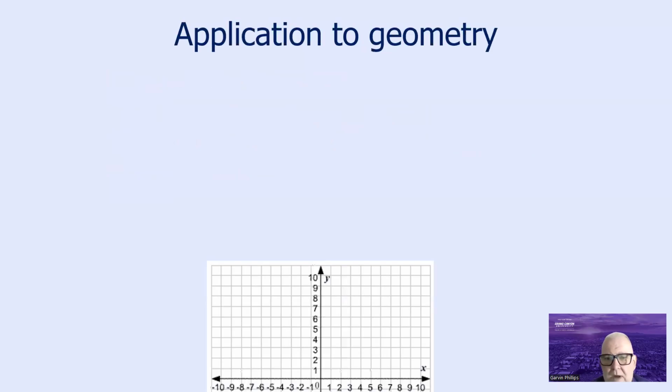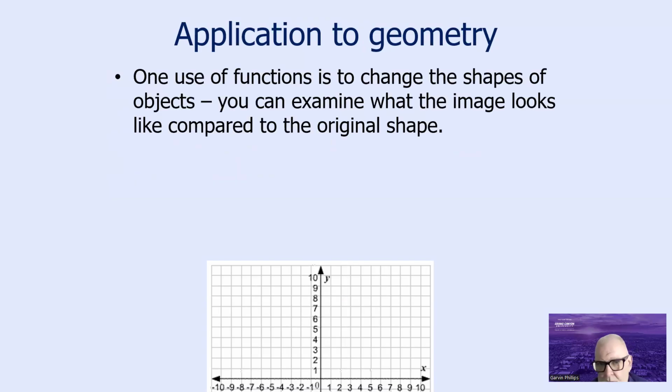So again, there's different ways. Some applications to geometry in this case. One use of functions is to change the shape of objects. You can examine what an image looks like compared to the original shape. You will almost always end up with a mirrored thing from an image.